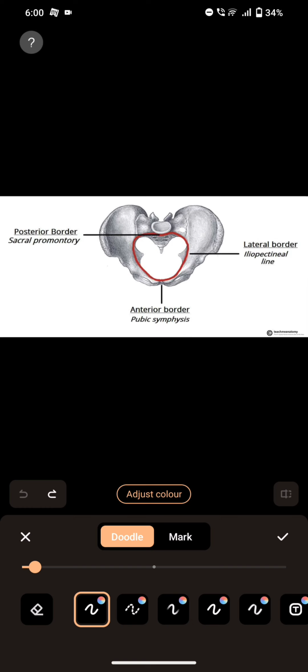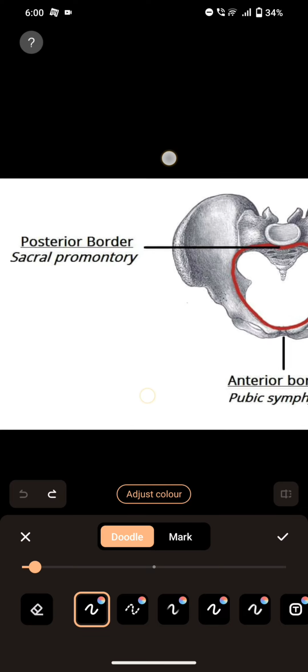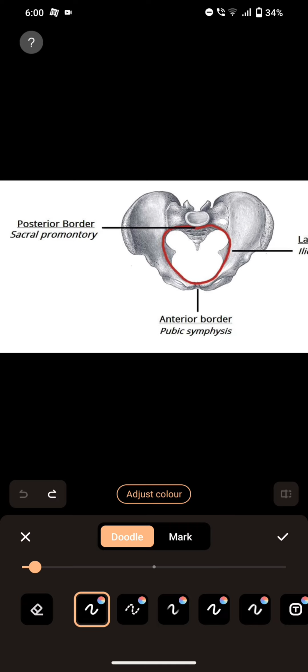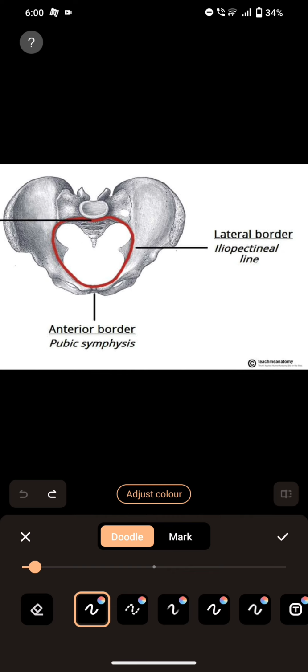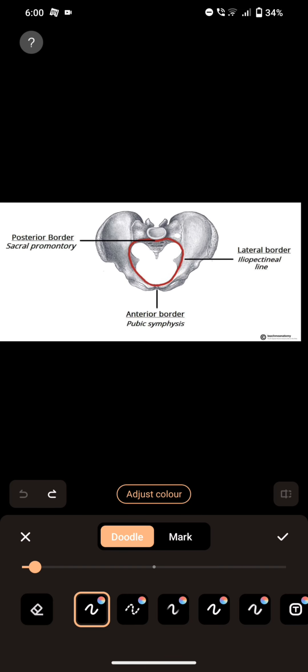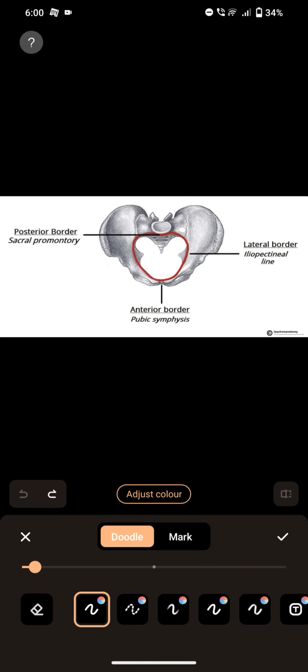Now let's study the brim in detail. It is formed by the sacrum posteriorly, and laterally the iliac bones, and anteriorly we have the symphysis pubis. So these are the different parts which form the brim, and its shape is almost rounded with the anterior posterior diameter being shortest. So it is rounded, but the anterior posterior diameter is shortened.